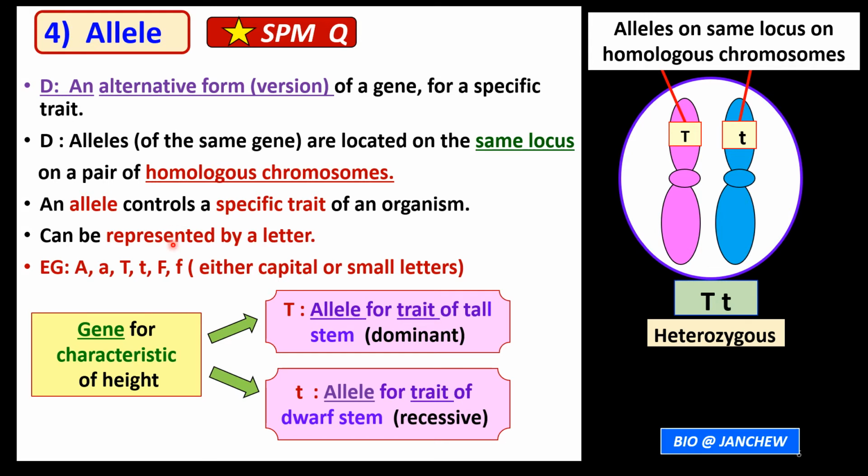We can assign a letter for it. So capital A is a dominant allele, small a is the recessive allele. Capital T, dominant allele, small t, recessive allele, and so forth. So use either capital or small letters, depending on whether the allele is a dominant allele or a recessive allele.